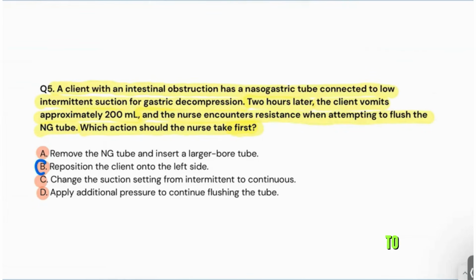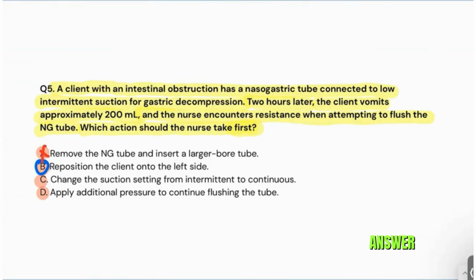The correct answer is going to be letter B. Vomiting and resistance suggests inadequate NG drainage. Repositioning may improve tube position and drainage without forcing the tube.